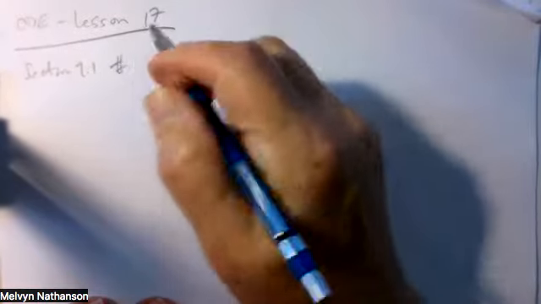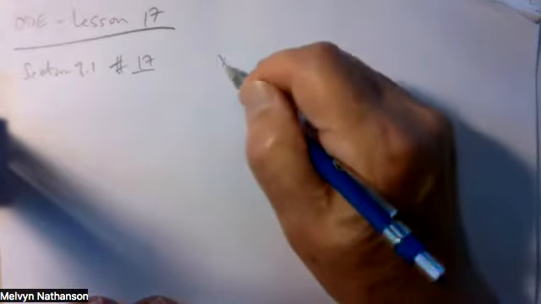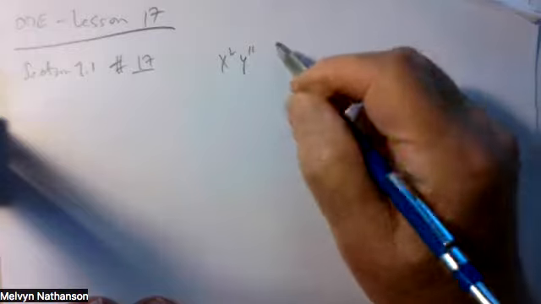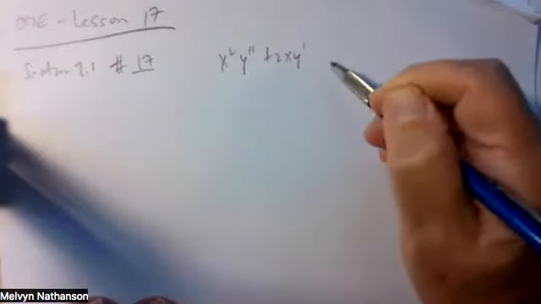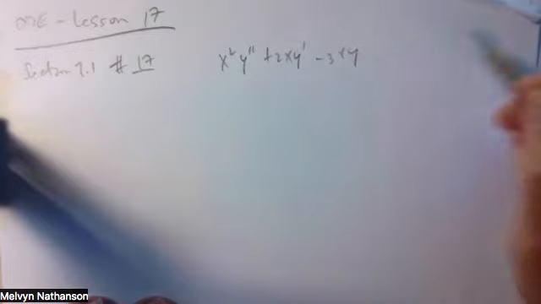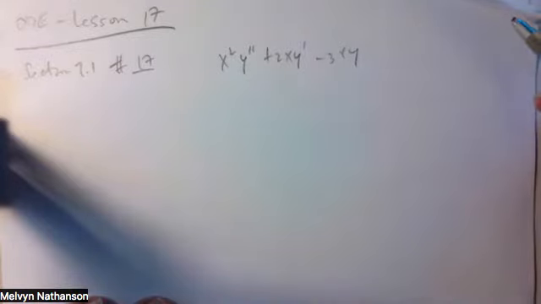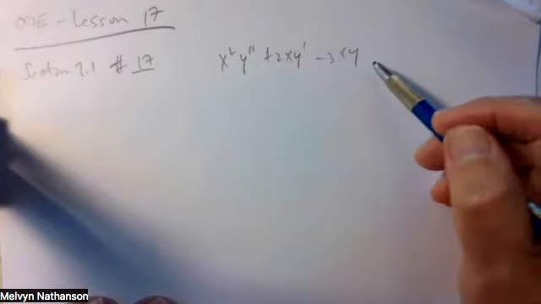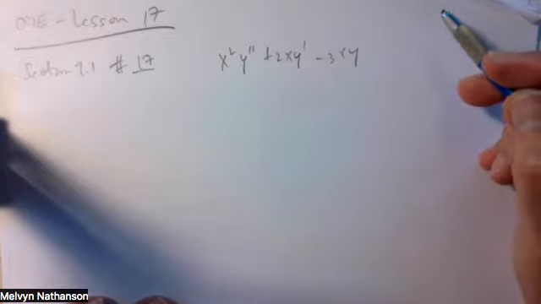Okay. So section 7.1, number 17. For number 17, we have a differential equation, x squared y double prime plus 2xy prime minus 3xy. Well, sorry, it's not even a differential equation. We have this expression, and y is going to be a power series.